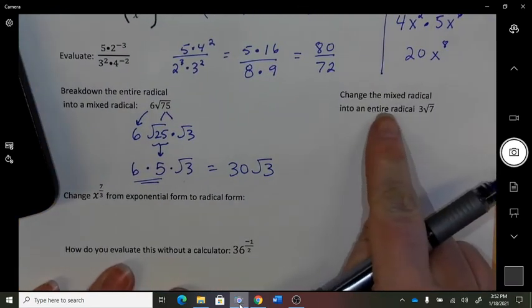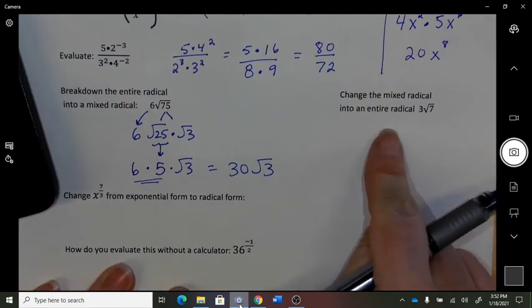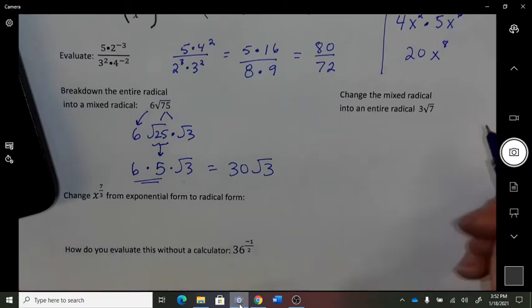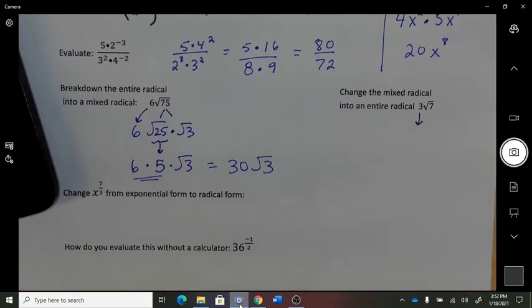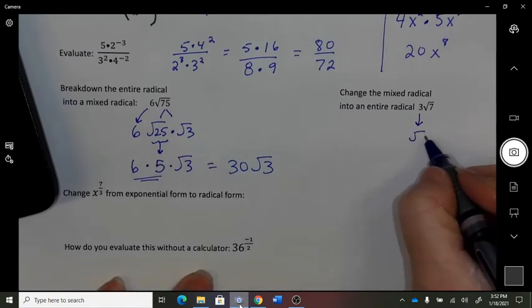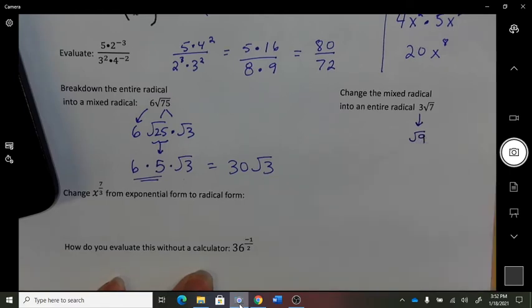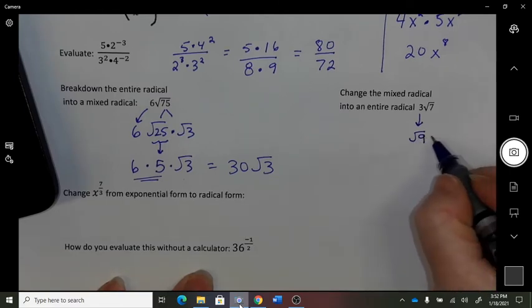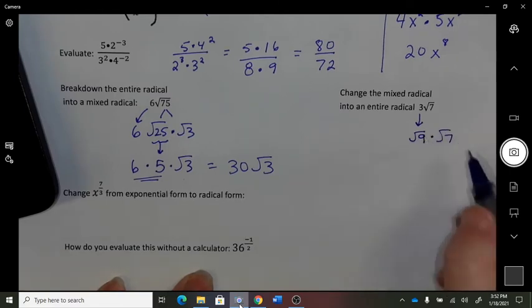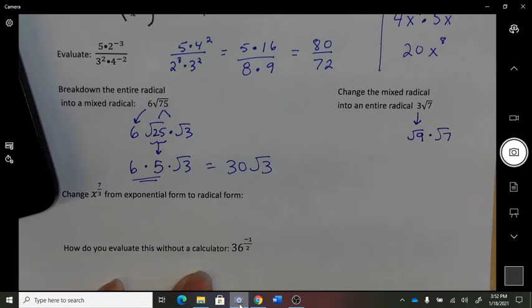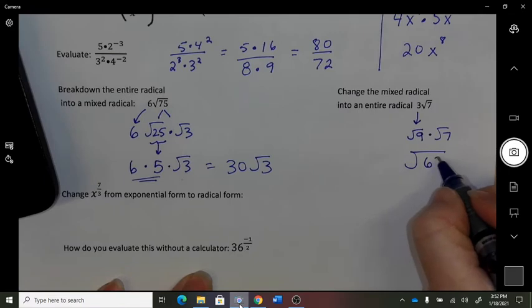Now, this is a mixed radical, but I want it to become an entire radical. So my question would be, the whole number 3 came from doing the radical of what? The radical of 9. And then radical of 9 times the radical of 7, and you end up with root 63.